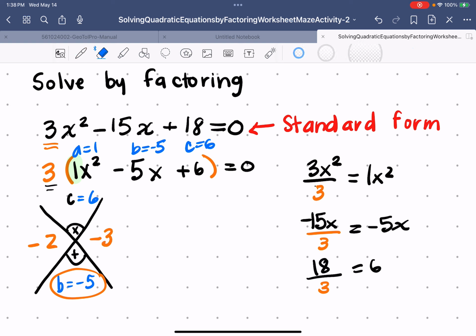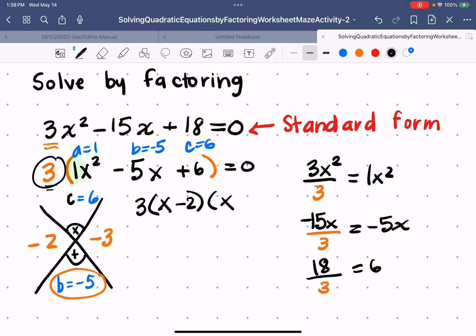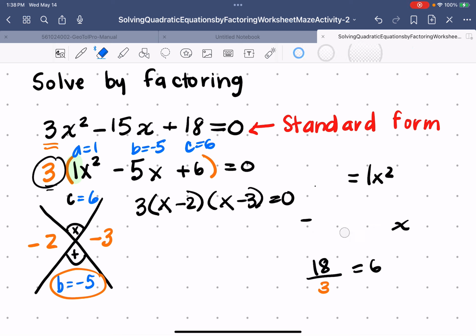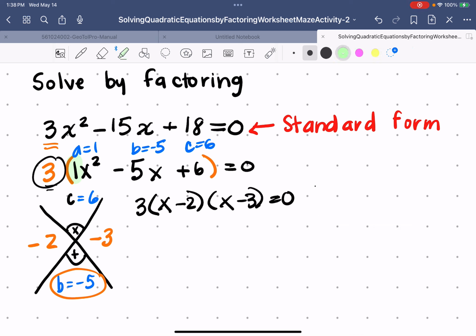So now I can write this in factored form. So when doing this, do not forget about your 3. So we have 3 times x minus 2 times x minus 3. That's equal to 0. So what does that mean? Either this quantity equals 0 or this quantity equals 0. So what will make each of those quantities be 0? To find out, write out your two equations. So either x minus 2 equals 0 or x minus 3 equals 0.